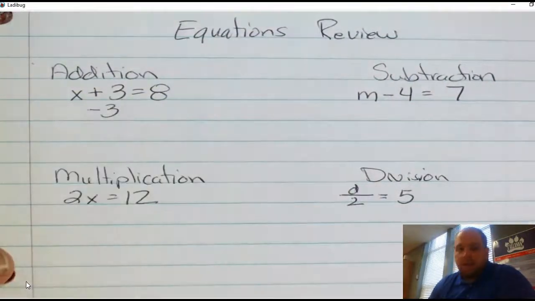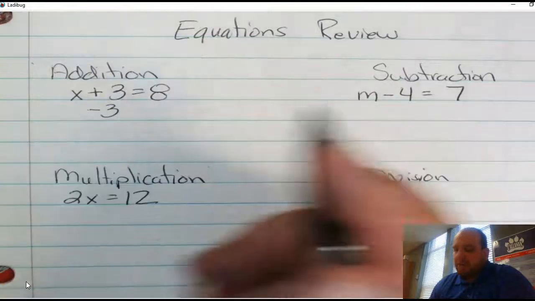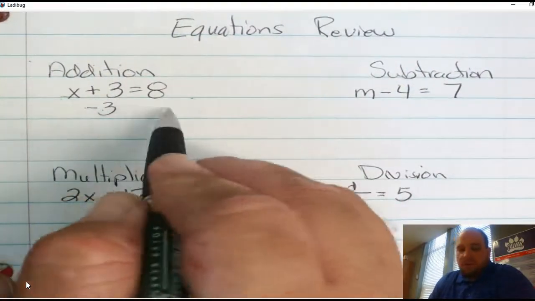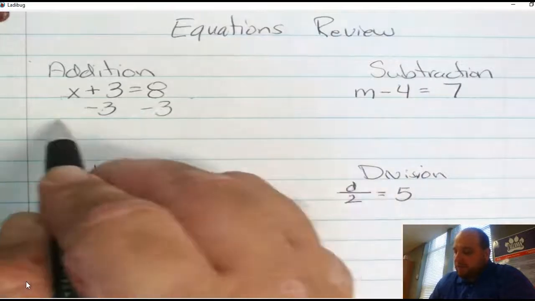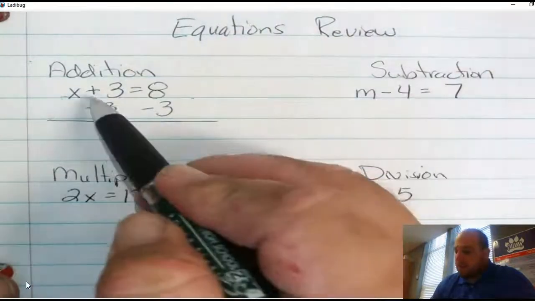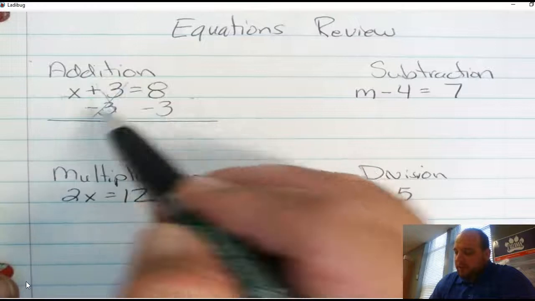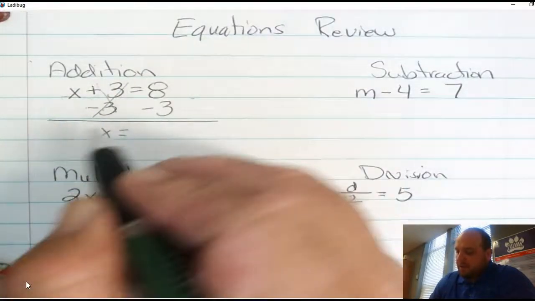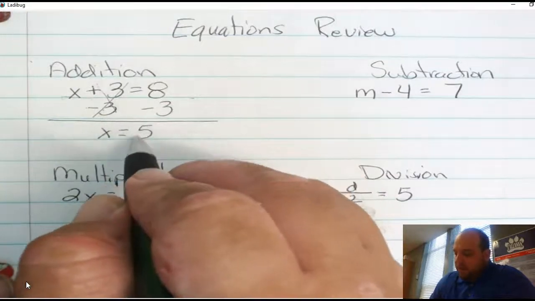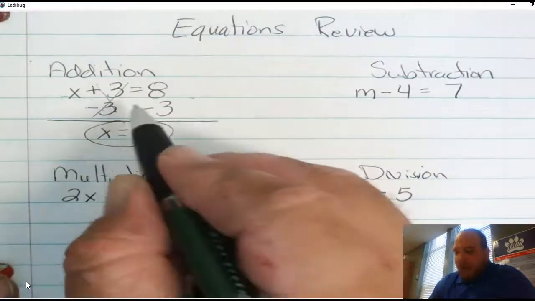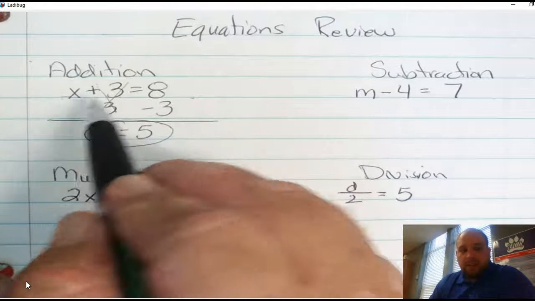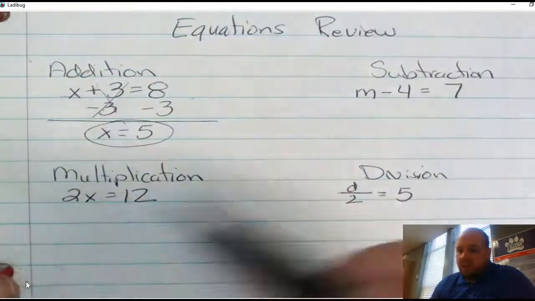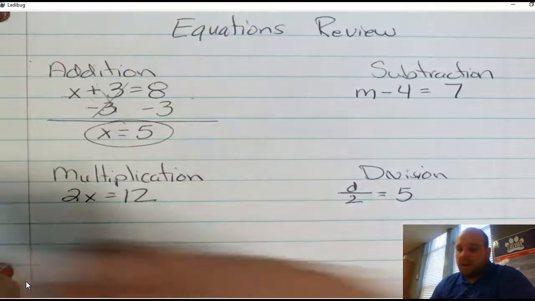All right, but in an equation, we need to keep a balance. We need to pretend that this is a teeter-totter, and if I do one thing to one side, I have to do it to the other. So I'm going to subtract 3 from the other side. A positive 3 and a negative 3 cancel out because they equal 0. This leaves me with just x, and so I do 8 minus 3, and I get x equals 5. I can always check my answer by putting 5 back into my equation, so I could do 5 plus 3. Does it equal 8? Yes, it does, so that lets me know that I have the right answer.